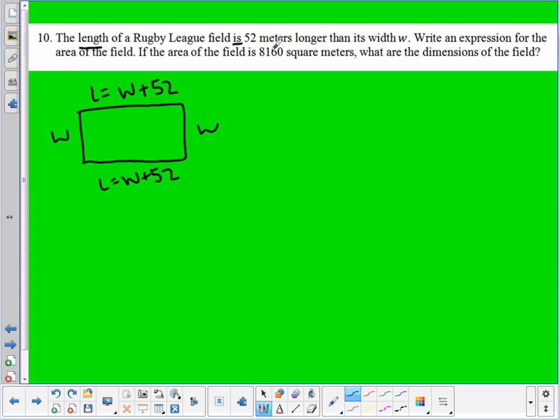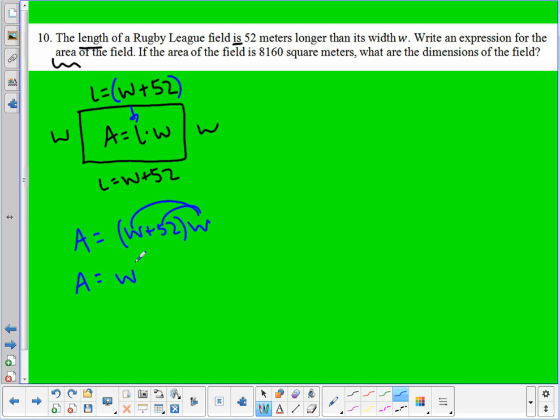Now I need to write an expression for the area of the field. Well, area of a rectangle is equal to length times width. But in this case, I know that my length is equal to W plus 52, so I'm going to plug that in there. So I have area equals W plus 52 times another W. Distribute that in here, and I have area is equal to W squared plus 52W. Okay, so that's a good start.